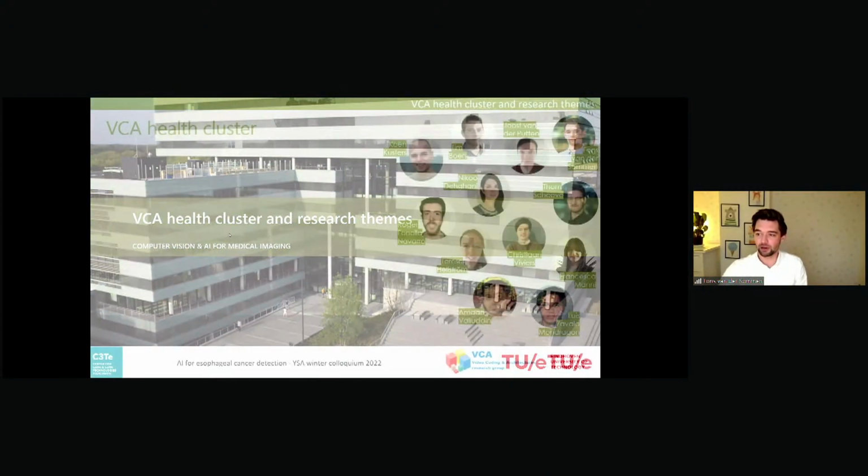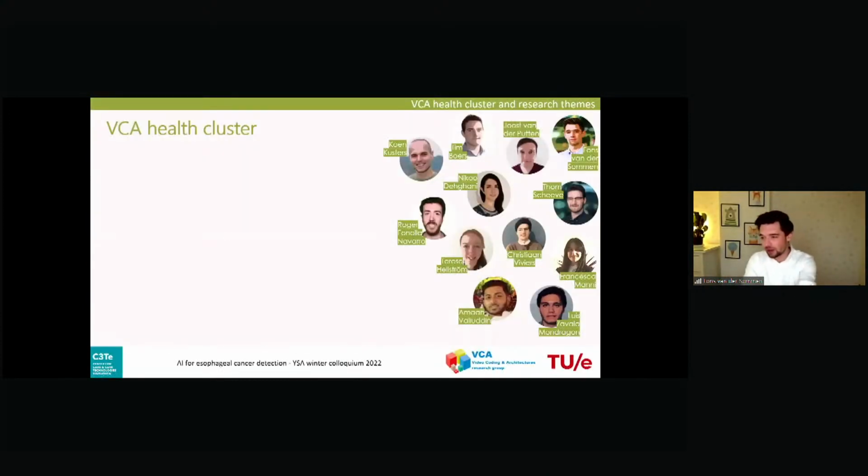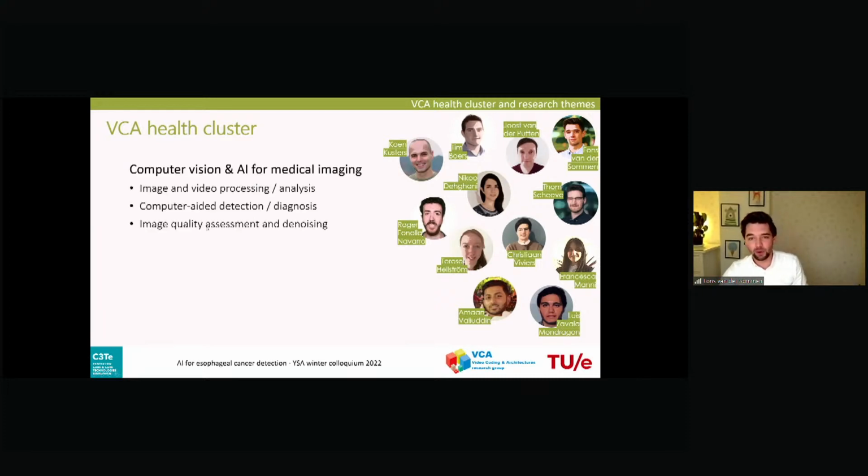So first, a bit about our research cluster. So these are all PhD students working in my cluster. So I get to present the nice stuff that we do, but I'm definitely not the one that achieves it all by himself. So these faces are helping me and helping us to get these nice results. So basically what we work on is computer vision and artificial intelligence for medical imaging to help medical doctors make good decisions.